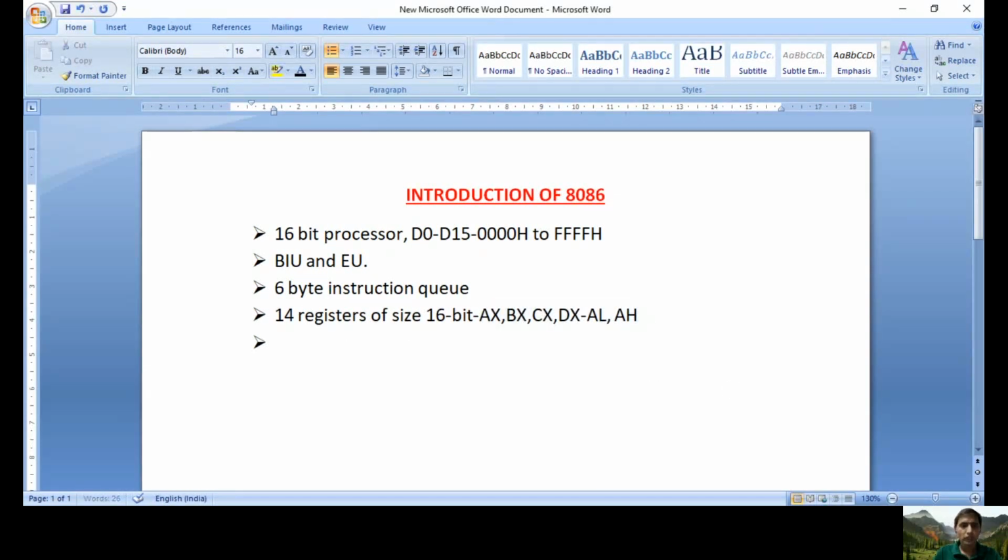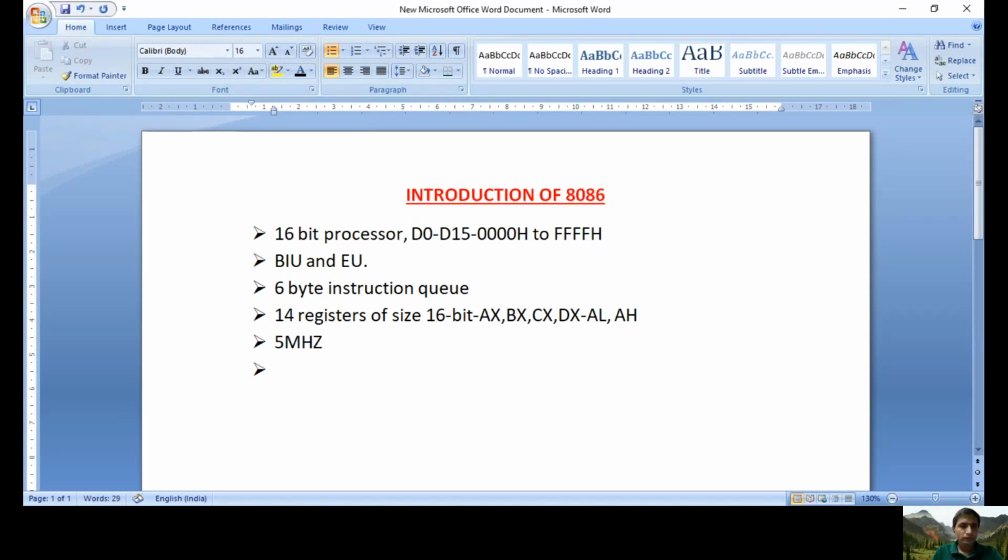Then again, 8086 has a clock frequency of 5 megahertz. So what is the meaning of clock frequency? It indicates the rate of execution of each instruction. For example, for a frequency of 5 megahertz, the time period is 1 by 5 megahertz. So that much time, maybe microseconds, it will take to execute each instruction. So that gives the speed of the execution. So the clock frequency is 5 megahertz.